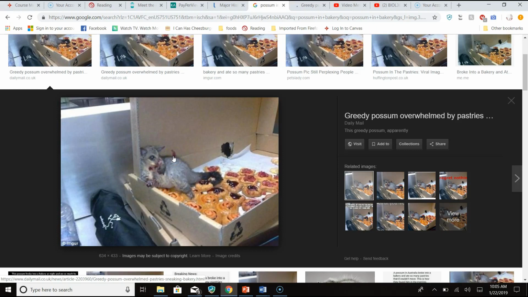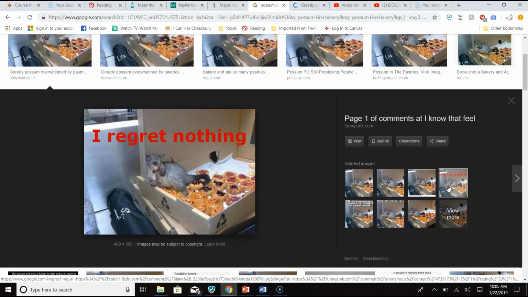So the bakery owners got there first thing in the morning and they just see this possum just sitting here, just like, I can't move, I can't go anywhere. So it was trapped there. Luckily they didn't hurt it. I regret nothing. Possum presumably was pretty happy with its haul. I hope it didn't injure its stomach or anything like that. I think everybody was fine in this scenario.